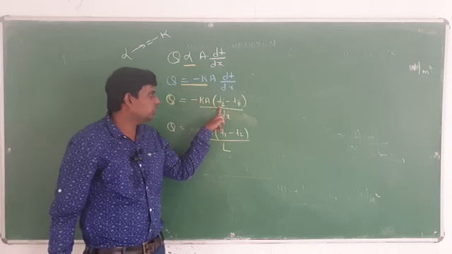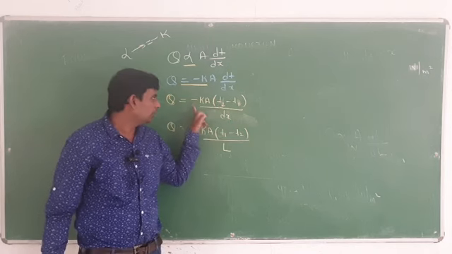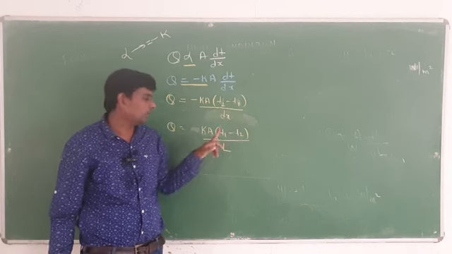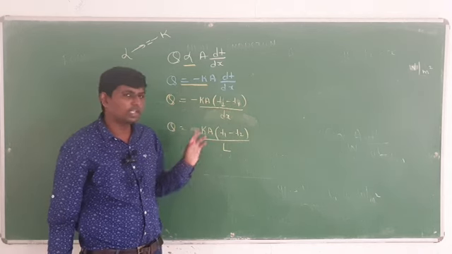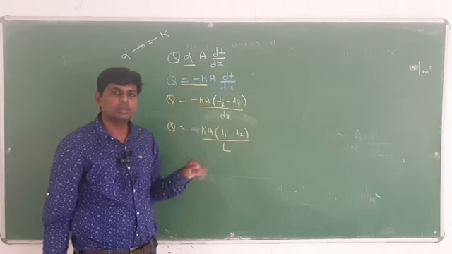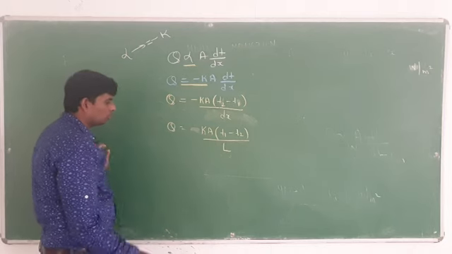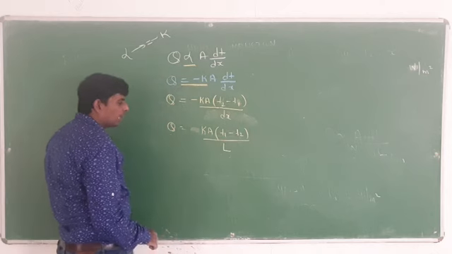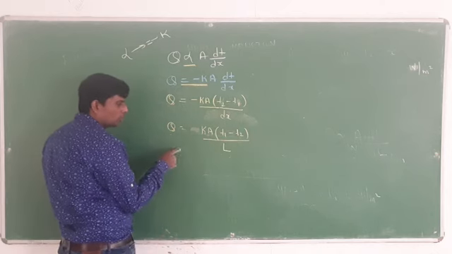See, T2 is positive; if you multiply with minus, it becomes negative, and T1 is negative; if you multiply, it becomes positive. Negative becomes positive, positive becomes negative. After that, Q is equal to K A T1 minus T2 by L. Then A you have to bring to this side.